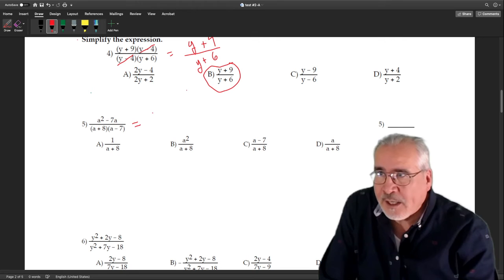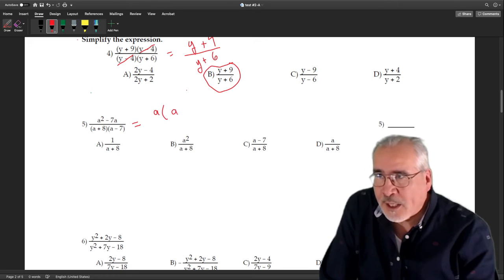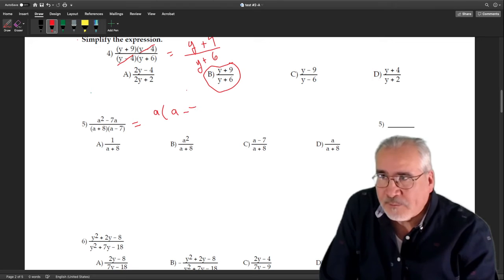the a. So in the numerator, we get a. This a squared, there's two a's. If one comes out, one's left behind. Minus 7, this a came to the front, so that's a minus 7. So that's how we factor the top. And in the denominator, a plus 8, a minus 7.